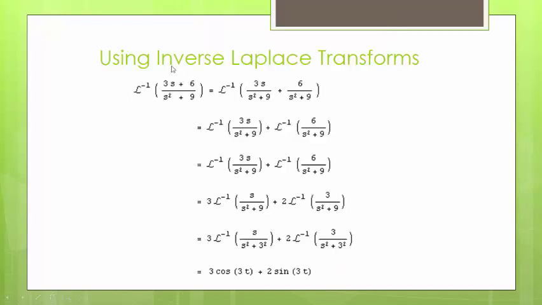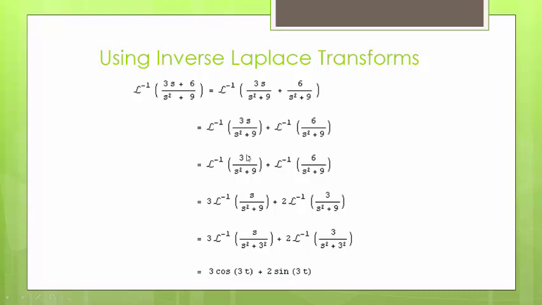So here's one example using the inverse Laplace. So I already have found the Laplace transform of some function f of t, and I've found this expression 3s plus 6 all over s squared plus 9. You'll notice that in the numerator I've separated those two terms. So 3s over the denominator plus 6 over the denominator. And because of the linearity property, we'll be able to take the inverse of both of those. So Laplace transform has the linearity property as well as the inverse Laplace transform.